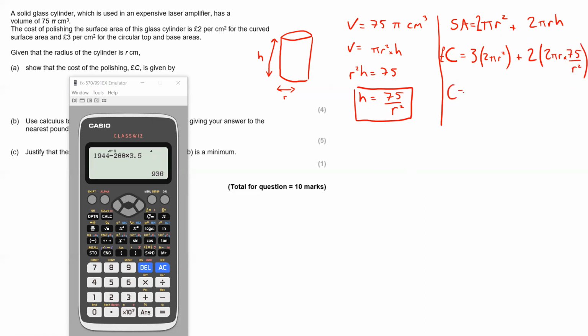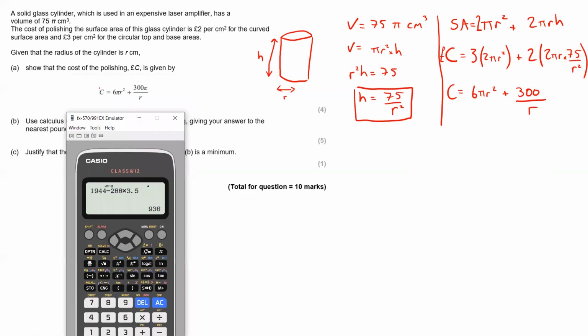So C is equal to 6πr². And then this, we've got a load of stuff going on here. 4 times 75 is 300, and then r divided by r² leaves us just an r at the bottom. Compare that to what they give us, and that's it, so 4 points in the bag.